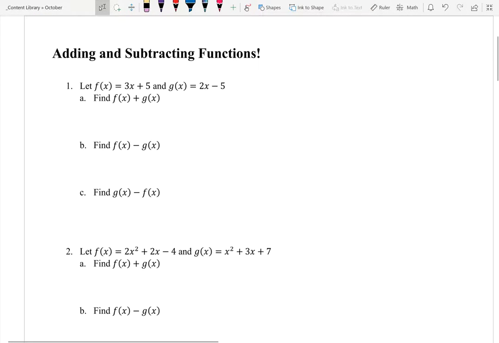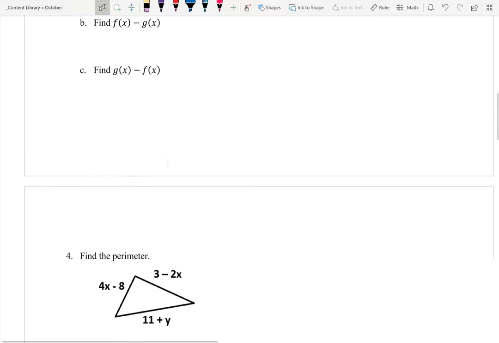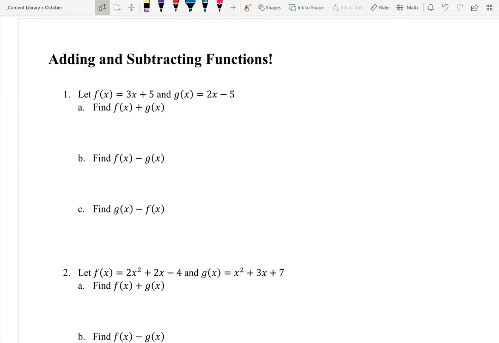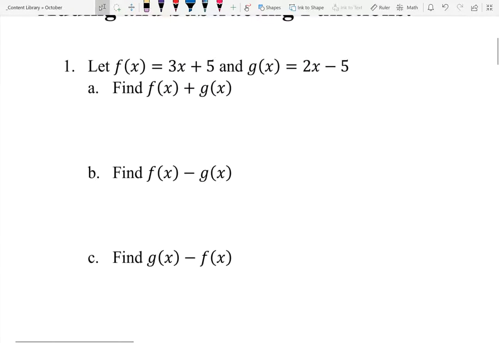All right, adding and subtracting functions. This is totally different from what we were doing in the last unit with systems and linear systems and graphing. Not a whole lot of graphing, really, and not a whole lot of word problems. There are some shapes, so we'll get to those, but for the most part it's really just some general algebra. So here we have, let me talk you through what this first problem is.